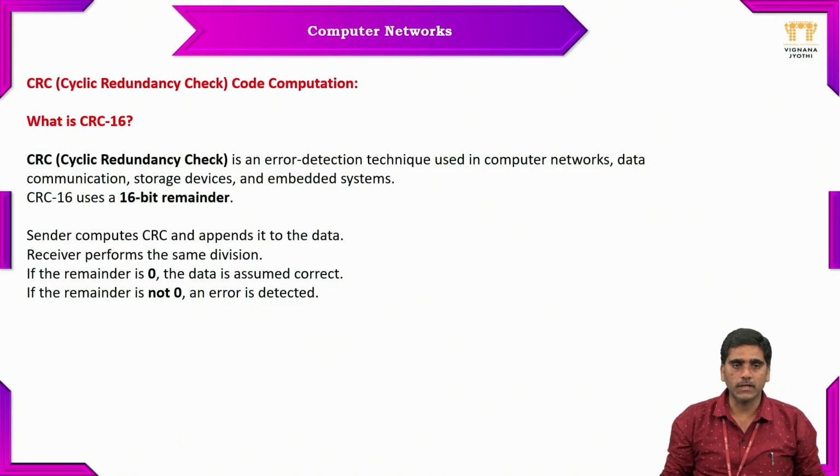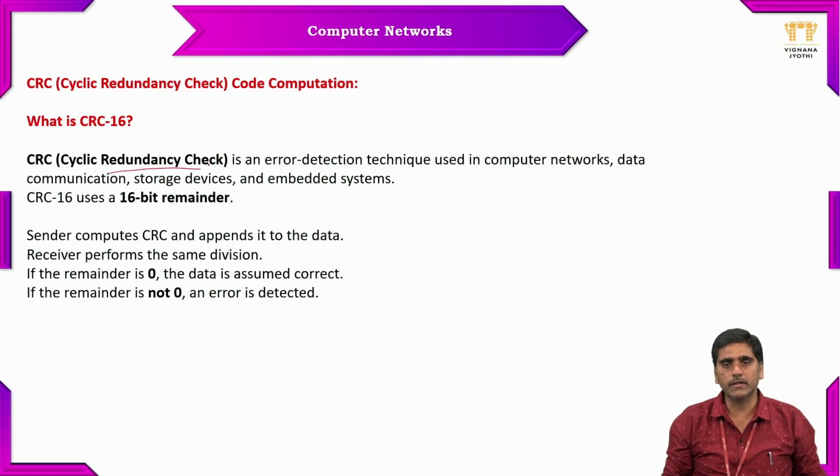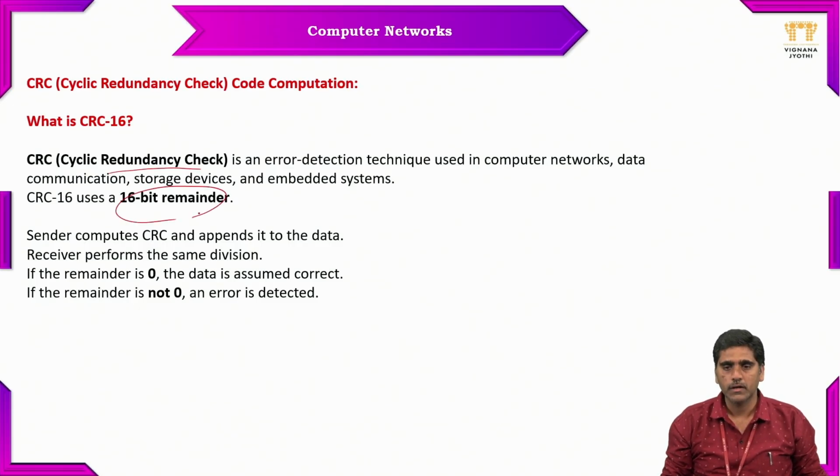So what is meant by CRC? CRC is an error detection technique which operates in the data link layer. The cyclic redundancy check is an error detection technique used in computer networks, data communication, storage devices and embedded systems. It uses a 16-bit remainder as the output of the error detection process.